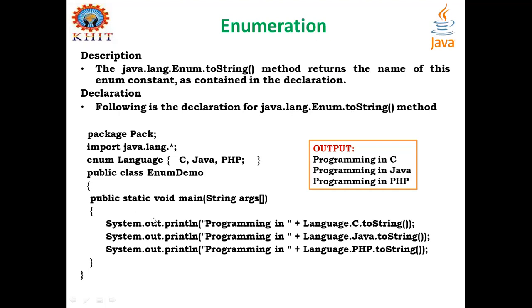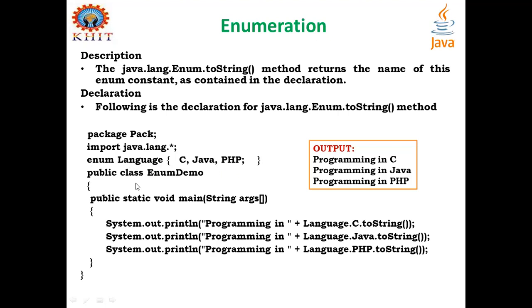In this program, the first statement is package pack. That means this class or file belongs to this package. Import the java.lang package into my class. And I have created one enumeration. Enum is a keyword. And now Language is an enumeration. And here it has three named constants. The first one is C, second one Java, and third one is PHP.